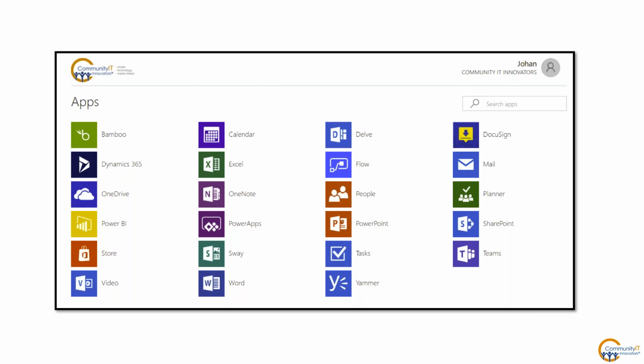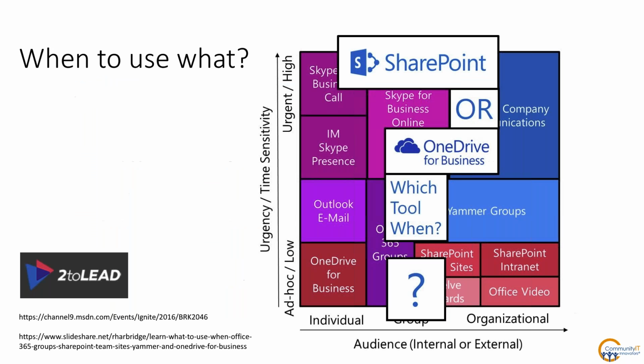And it's so confusing that there's a company called Two to Lead, which put together this chart called When to Use What. And they've actually spoken at Microsoft's flagship Ignite conference every year. Microsoft is throwing so much out there that they themselves are starting to get confused about when to use what tool for what purpose. And so this chart, and the links are here, is meant to kind of guide you in the right direction.